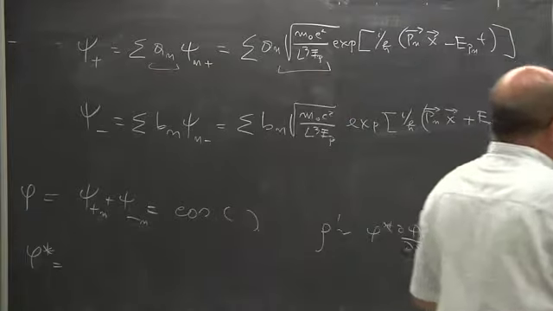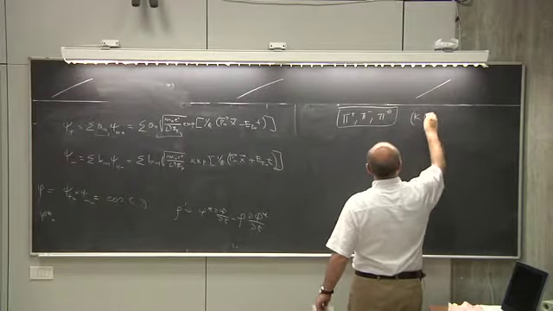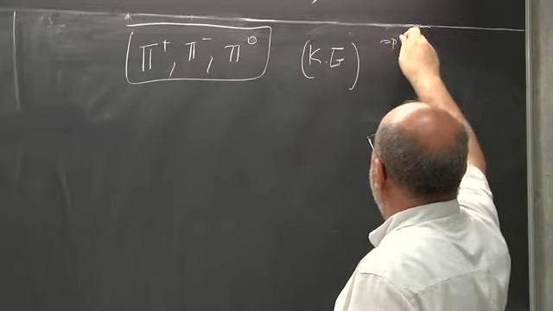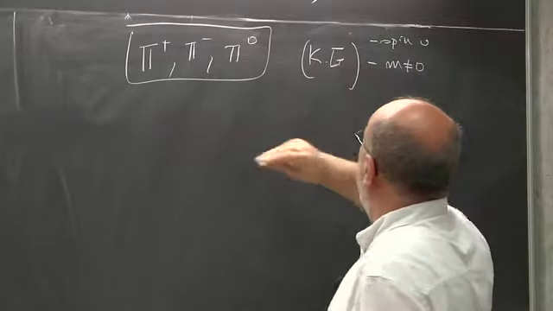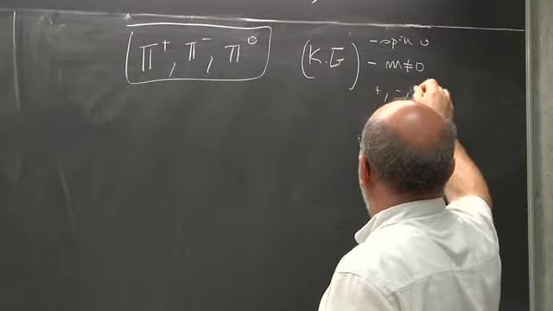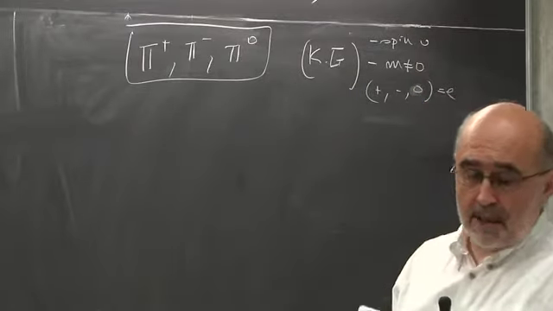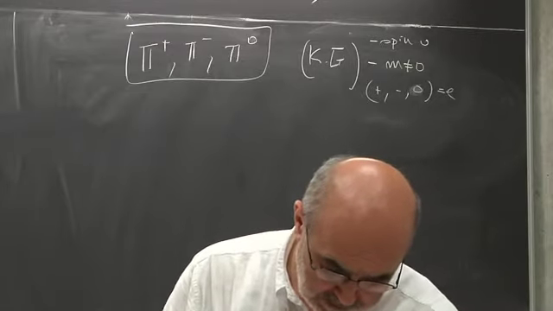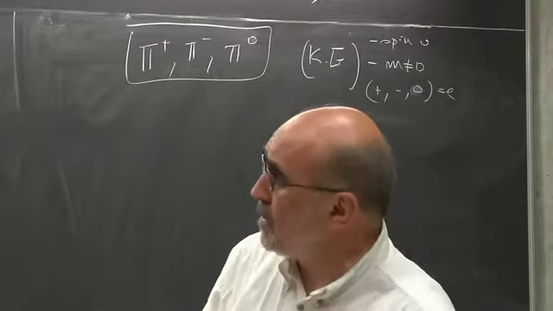So for example, a system that is described by the Klein-Gordon equation, at least at the free level, is this. They have spin 0, mass different from 0, and they have three charges, plus, minus, and 0. So this is a typical example described by the relativistic Klein-Gordon equation.